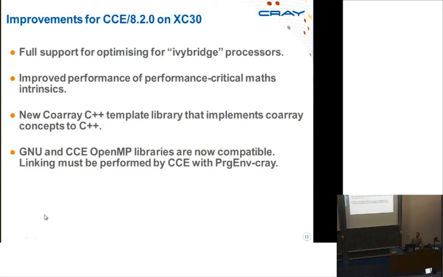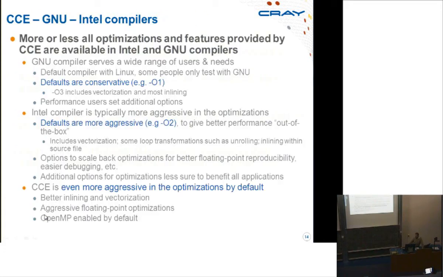And also we've recently introduced support, so the GNU and CCE OpenMP runtimes are now compatible. You would have to link with CCE and use program Cray, but at a certain point they should interact nicely. So you could compile code with GCC and CCE and have it work with the threading models.